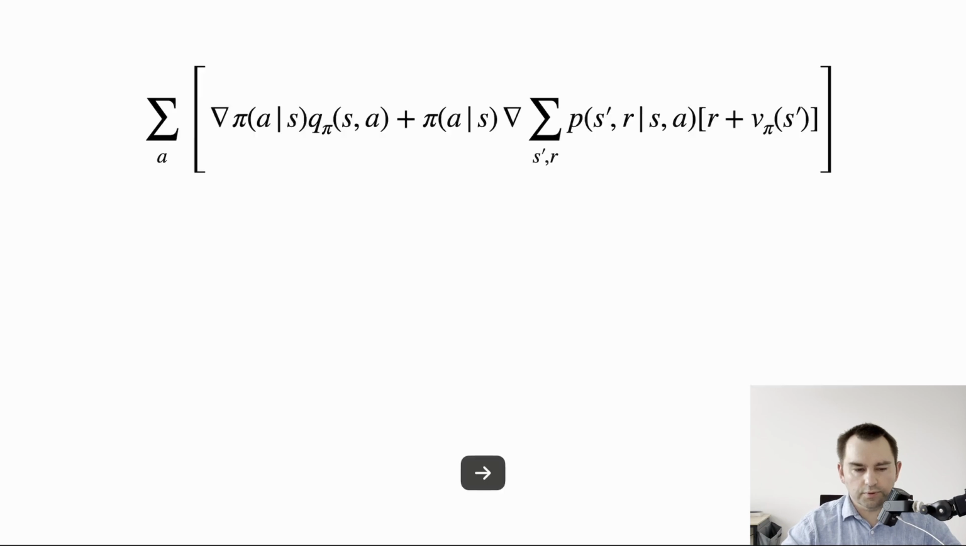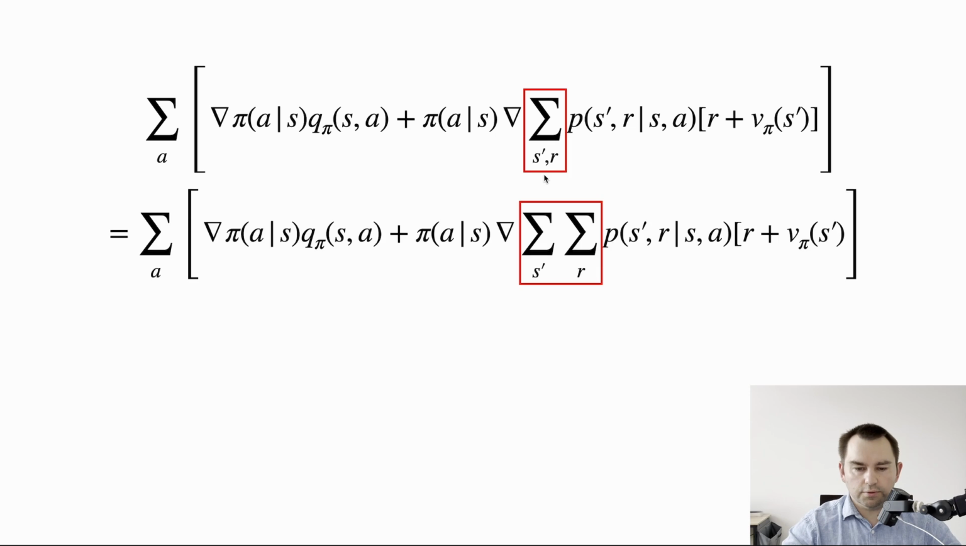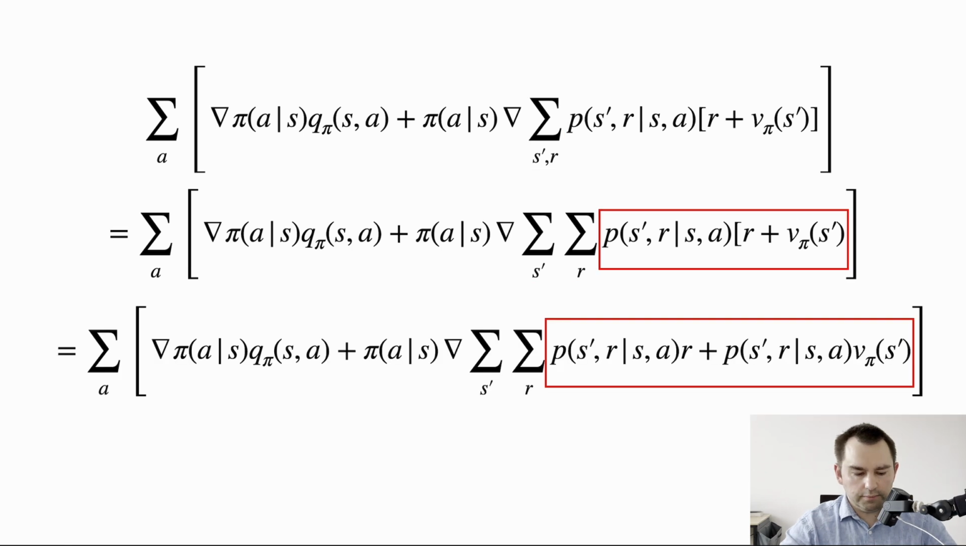So let's start with the previous line 3 that we proved before. This is what we have. Let's split the summation that goes over s prime and r into two sums, s prime and r. This is equivalent because it is just a shorthand for that. Now, let's distribute p over r and v. In other words, we'll take this dynamics function p, multiply it by r, and multiply it by v. So we have p times r plus p times v.